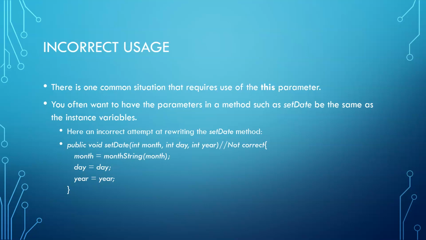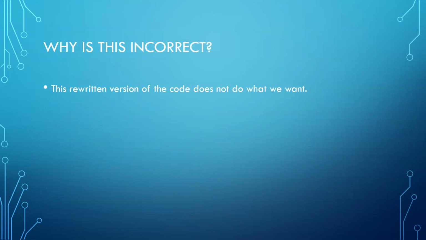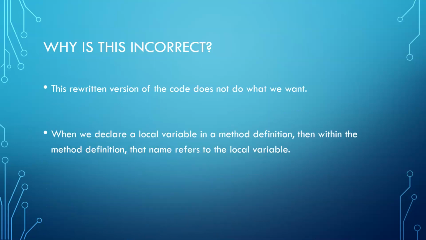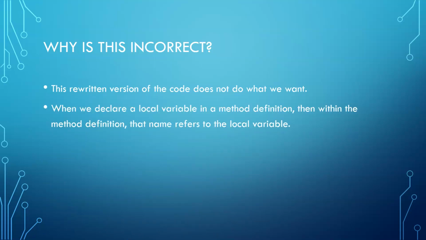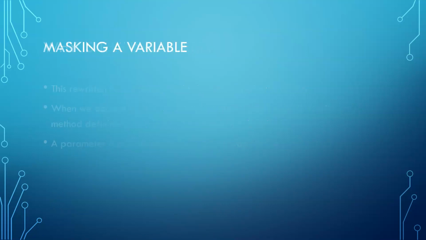Now, me personally, I don't use this approach because I just use it as a local variable, so I just call it something different. But you can technically do it this way, but you have to modify this code a little bit in order for it to be correct. Otherwise, it's not going to use the right versions. So the rewritten version of that code is not going to do what we want. When we declare a local variable in the method definition, within the method definition that name will refer to the local variable. So a parameter is a local variable, and so this rule applies to parameters.